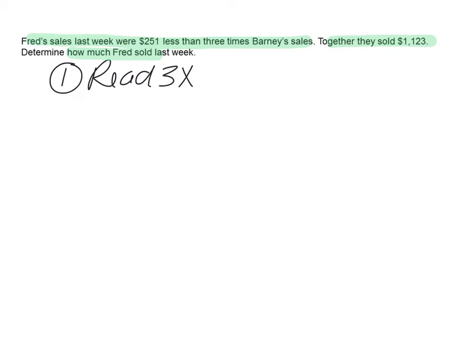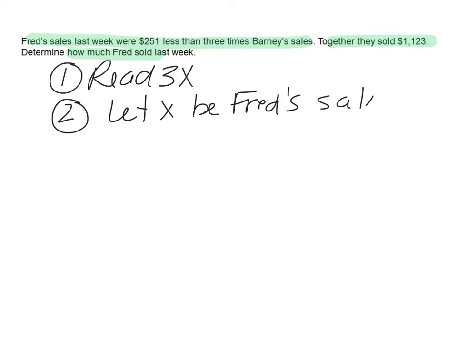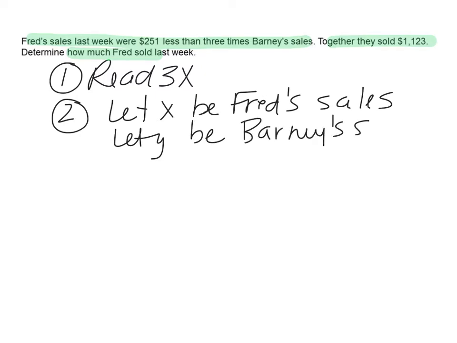Okay, going to step number 2, we are going to introduce the variable. So in this case, I'm going to say let X be Fred's sales, and I'm going to let Y be Barney's sales. Now in step number 3, we're going to translate the information.